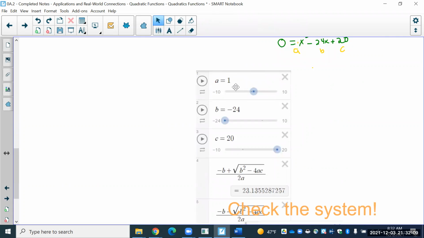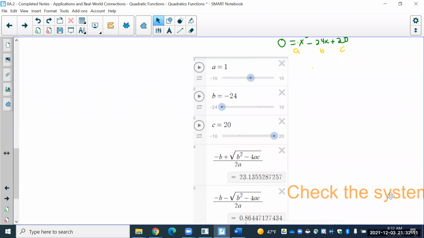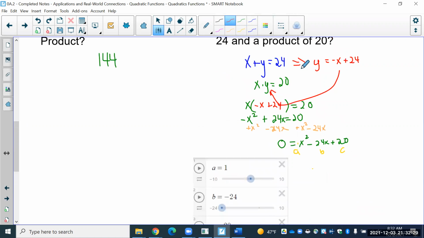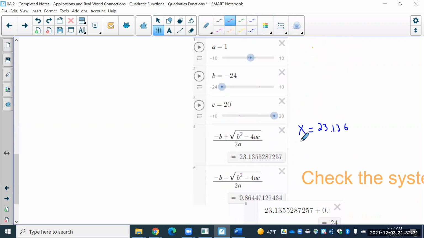Okay. And so the interesting thing, and we'll check the system in a minute, is how do I find y? Well, it's the same problem. These numbers are both x's. So if my answer is x equals 23.136, if I want to find y, I have to go back and use y. Y is negative x plus 24. So y will be negative that number plus 24. Give me 1 second, 23.36.